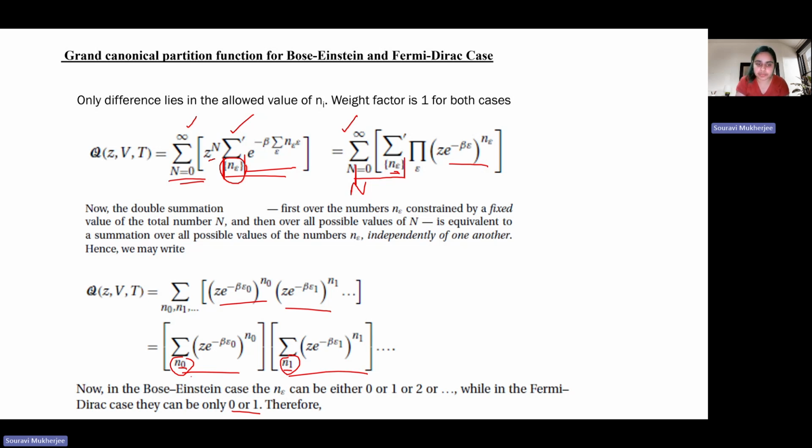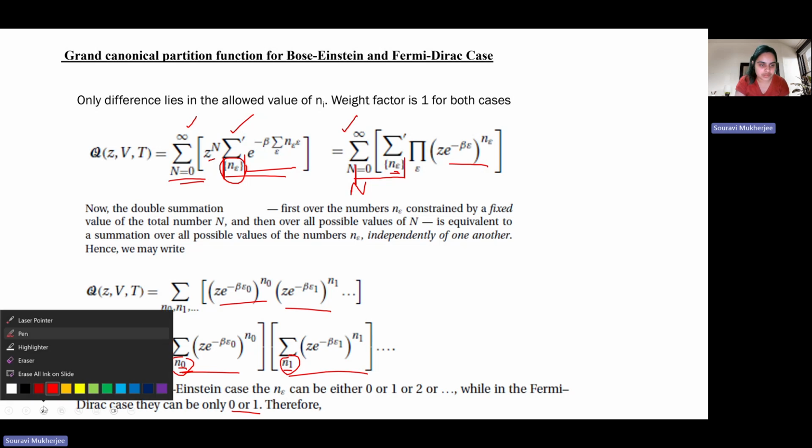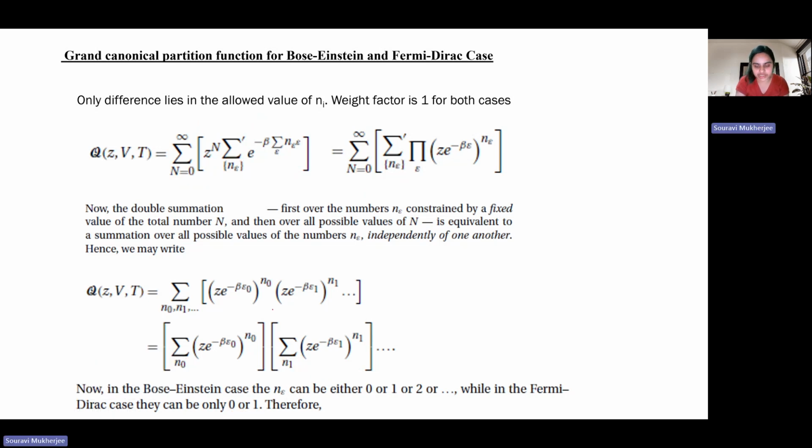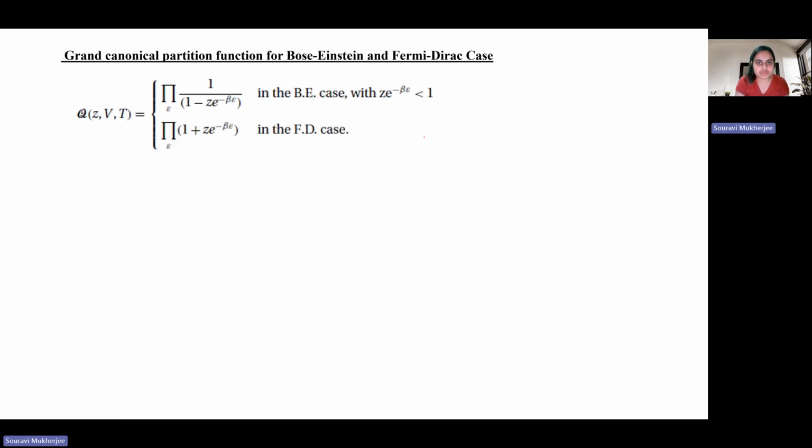Today, what we'll be doing is the Bose-Einstein case, where now N0 can take all possible values, 0, 1, 2, 3, 4, right? Again, N1 can take all possible values. Similarly, N2 can take. That's the change that would happen now, okay? When you do that change, what you get is two different expressions. This is your expression for the Bose-Einstein case, and this is your expression for the Fermi-Dirac case.